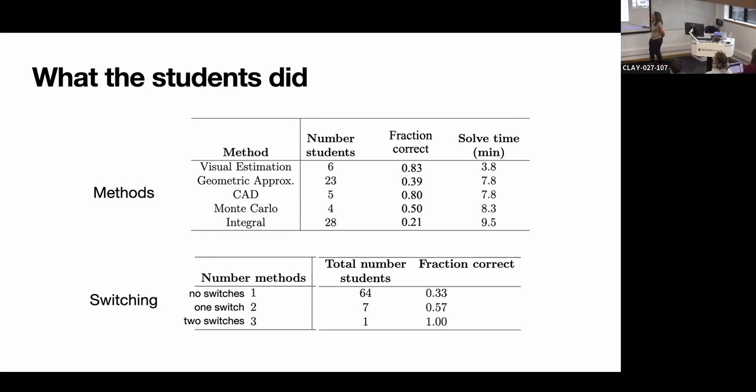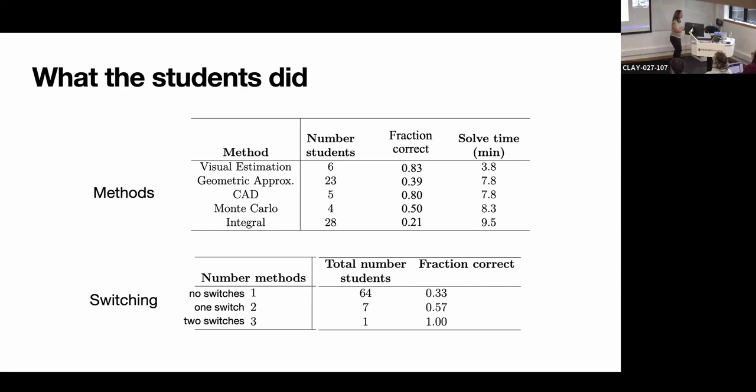It's terrible. This is the number of times they switched. So most of the students did not switch. They just picked one and tried to hammer it through. Okay, so 64 of them did that. 7 of them switched once, and 1 of them switched twice. Okay, and you can see that sort of anecdotally, the more you switch, the more likely you are to find a correct solution to the problem.